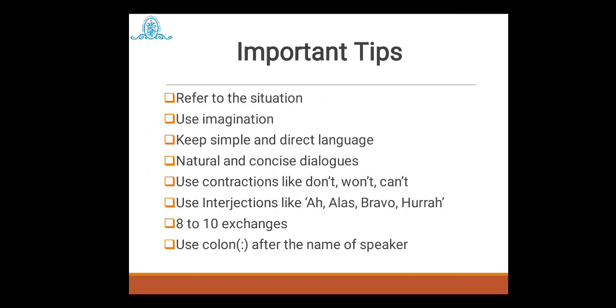Now, while writing dialogues, you have to follow certain important tips, and it is very essential. First of all, you have to refer to the situation. So you have to read the situation very carefully. Then, on the basis of that situation, you have to use your imagination and accordingly put forth your points and elaborate those points. Then whenever you elaborate all those related sub points, you have to use very simple and direct language.